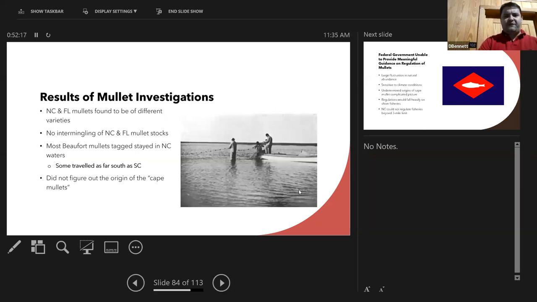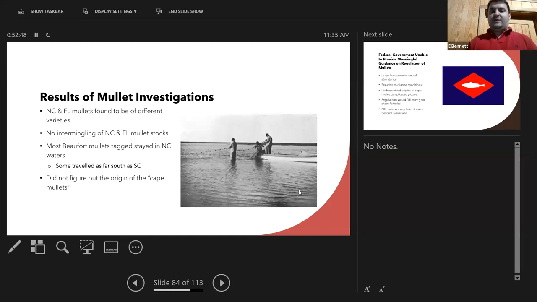And so what they found was that North Carolina and Florida mullets were actually from two different varieties. They're closely related, but there's some differences in them. And they found there's no intermingling between the stocks. So they're not migrating. North Carolina mullet aren't going all the way down to Florida. The farthest south they're going was South Carolina. And most of the tagged mullet were being found actually in North Carolina. So most of them stay here.